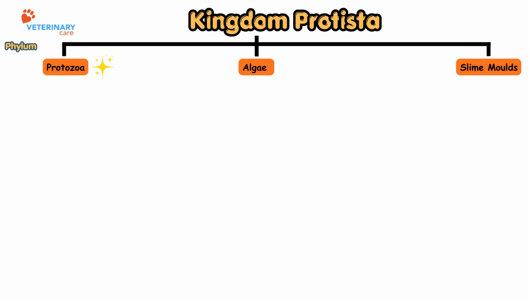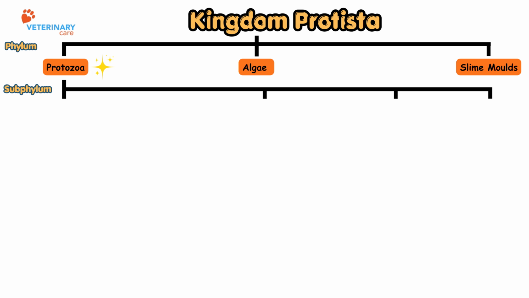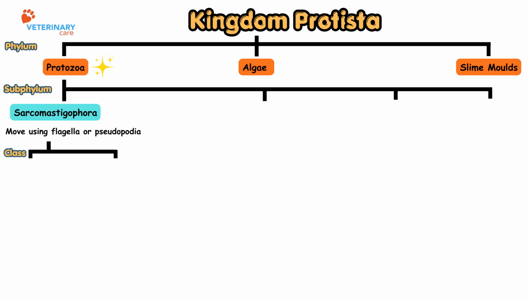Parasites under the phylum Protozoa are classified into four subphyla based on their structure and movement. The first subphylum is Sarcomastigophora. This includes organisms that move using flagella or pseudopodia. It is further divided into two main classes, Sarcodina and Mastigophora.